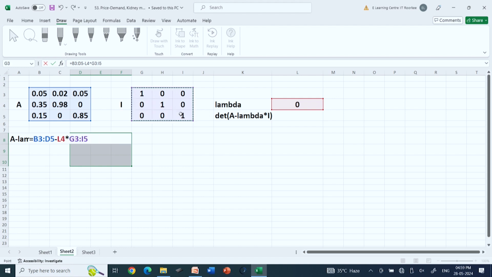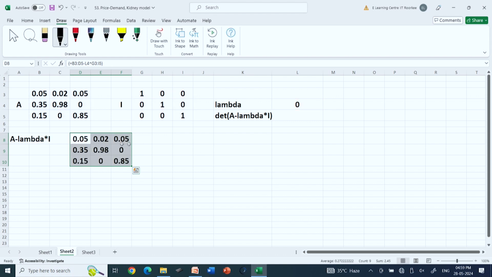And to get the values for all these 9 cells, you have to press Ctrl and Shift at the same time and then press Enter, and it will come. If you see that, because lambda is 0, obviously it is going to return A, and you got this as A. If I change this value to 1, you can see this has also changed. Okay, so that's how it works.